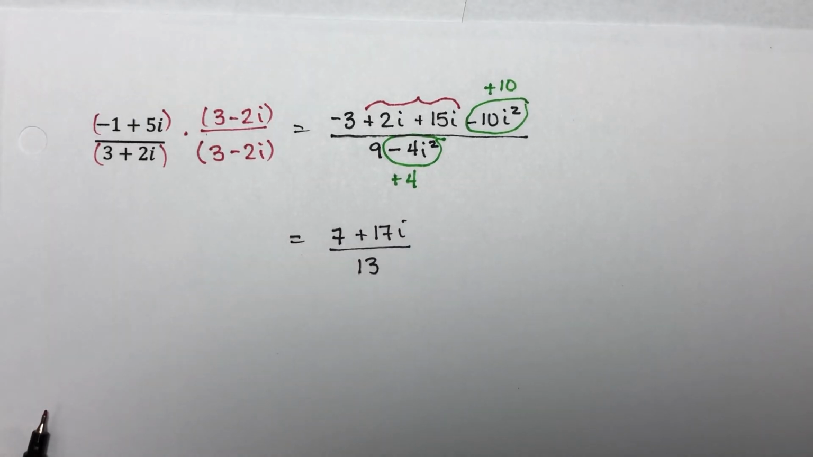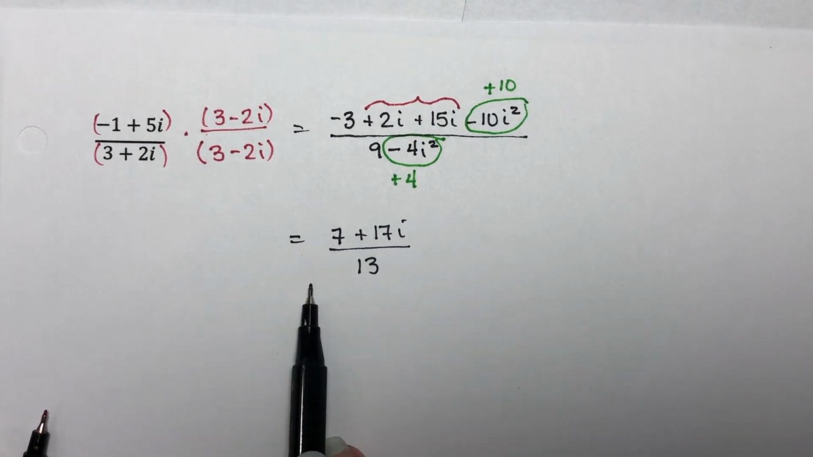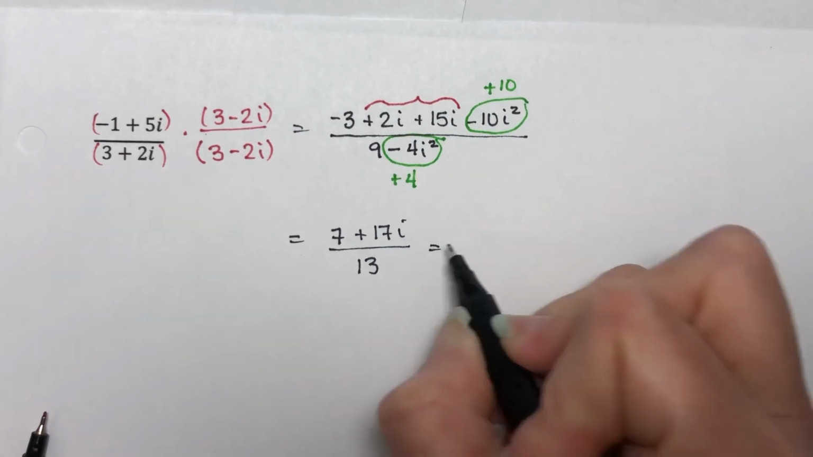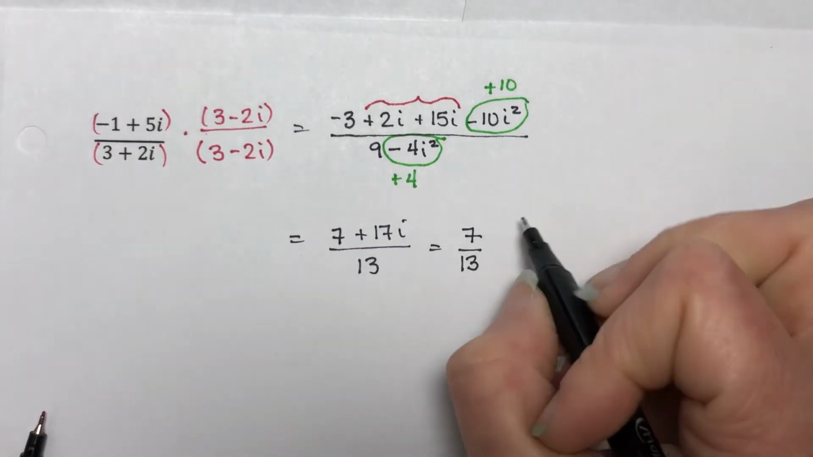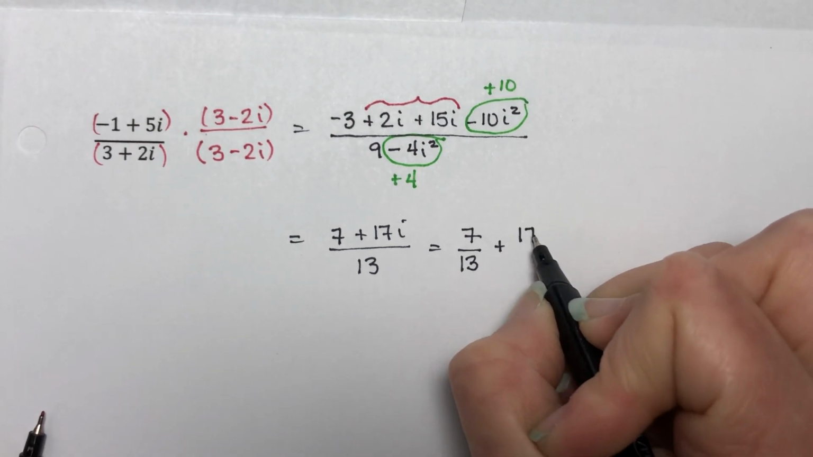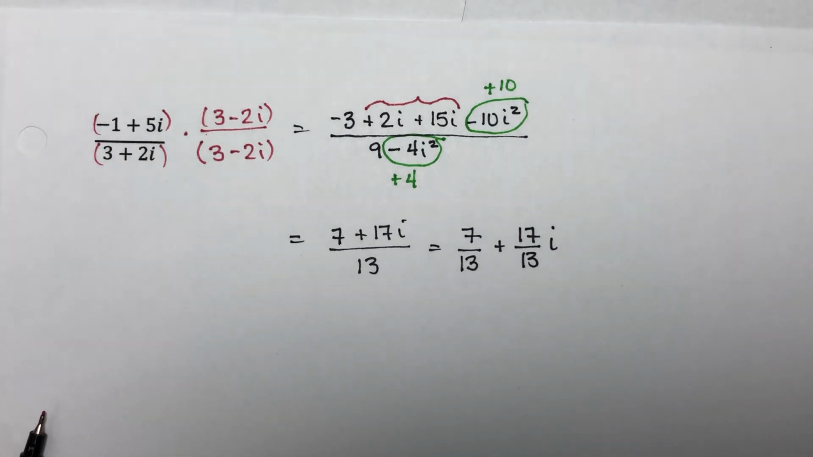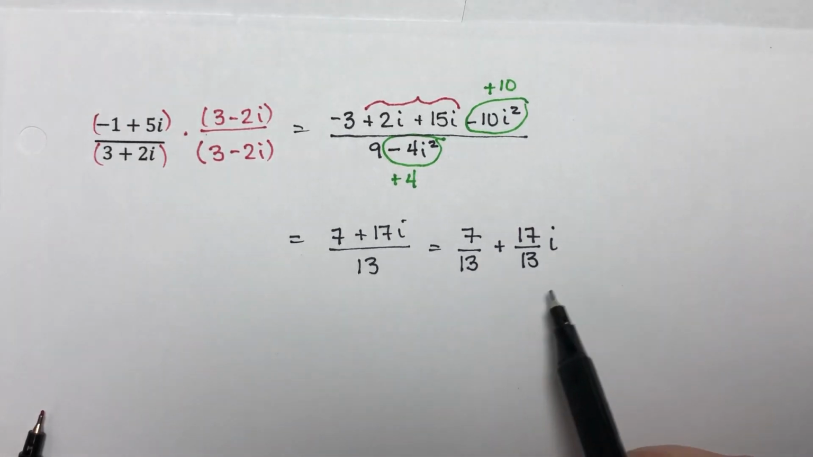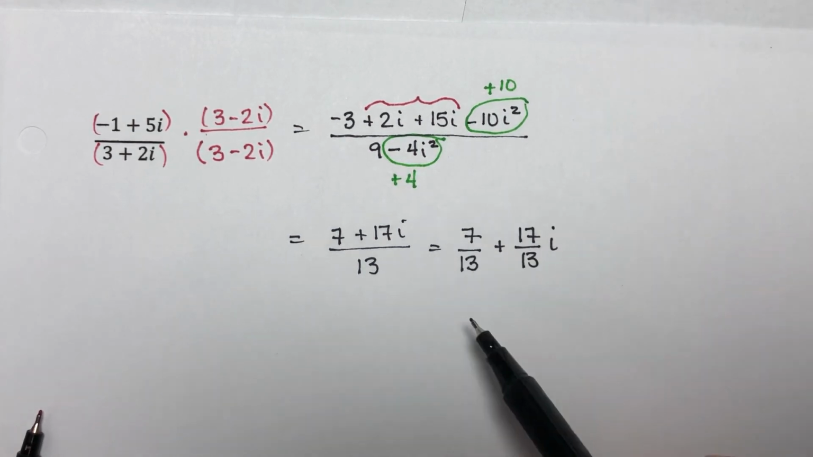Okay, so it is rationalized, but it's not written in the correct form yet because I need to split this up into two fractions. This is the same thing as 7 over 13 plus 17 over 13 i. Neither of these fractions will reduce, so this is my answer. As ugly as it is, this is the answer.